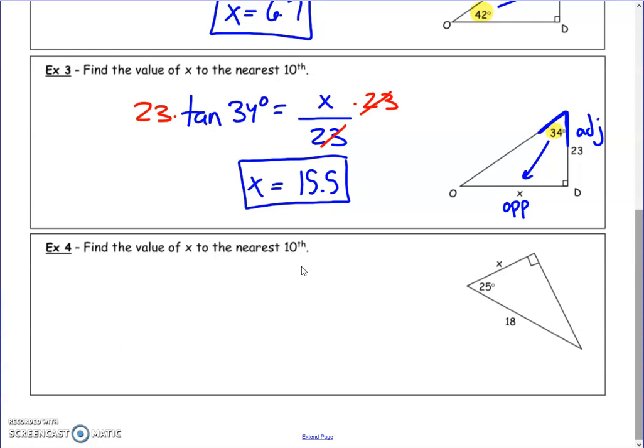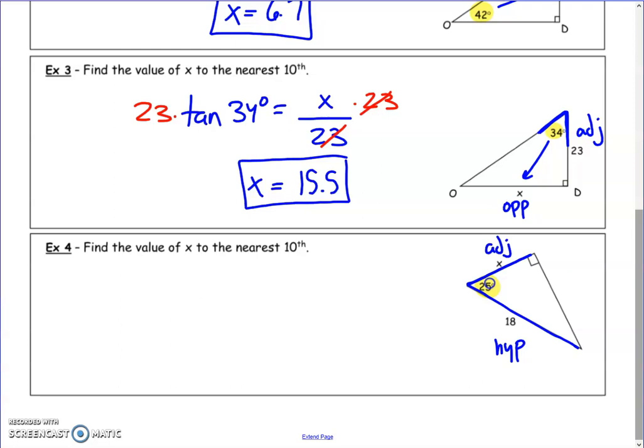Our last example, 4. Again, find the value of x to the nearest tenth. Look at the angle and identify what two sides you're given. Well, we've said that the two sides that make up the angle are adjacent and hypotenuse. 18 is clearly the longest side here. That's hypotenuse. X is adjacent. So now you have to determine which of the three trig ratios is adjacent over hypotenuse, and that is cosine.